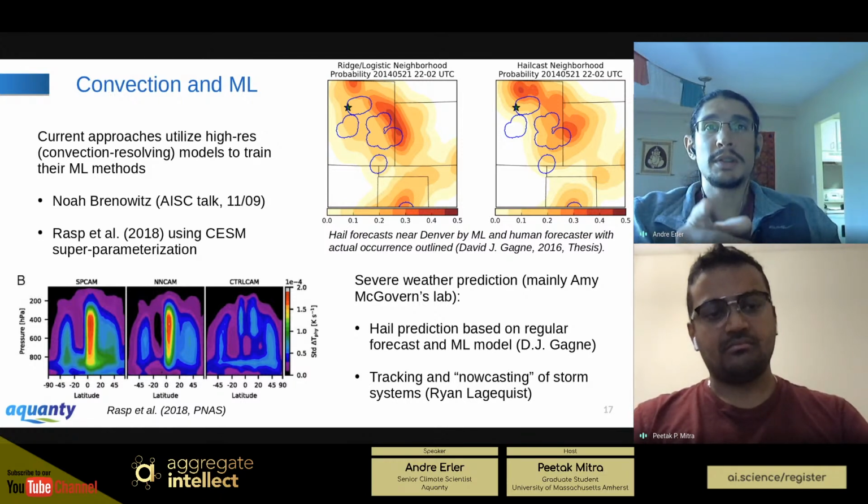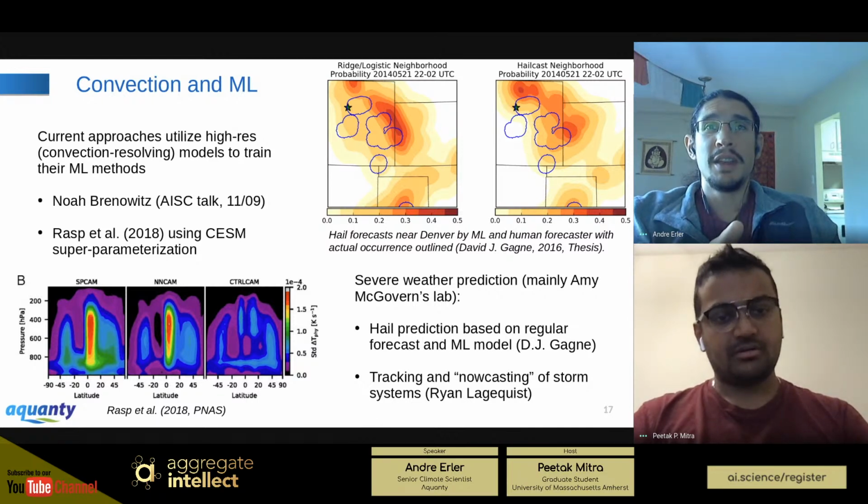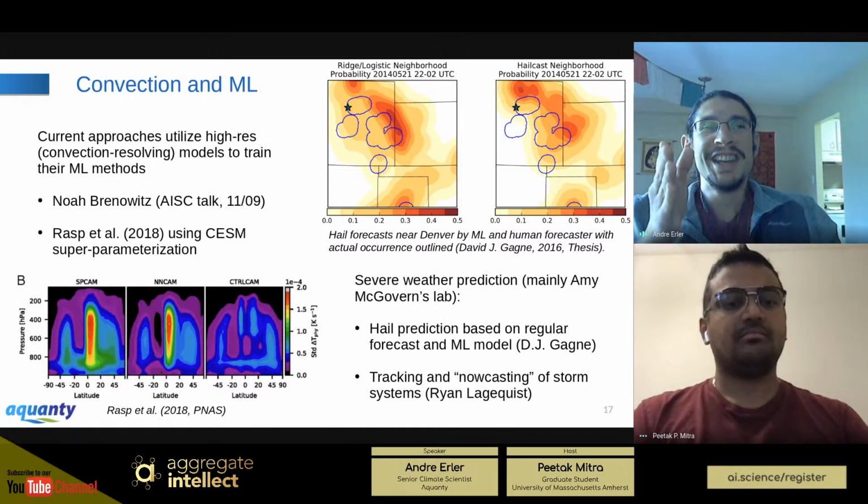The neural network, this is NNCAM, actually predicts most of this quite well. So this is the middle figure. You can see this. And then the right hand is the control. This is what we're currently doing with our very simple empirical formulations. So they're actually horrible, as you can see.